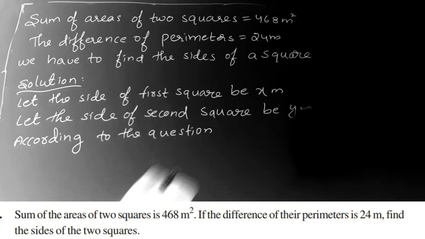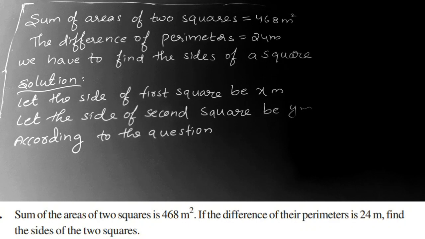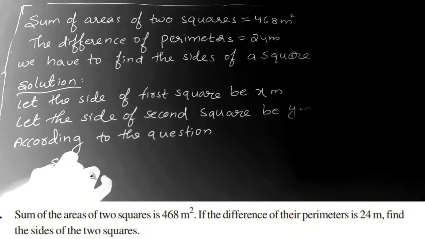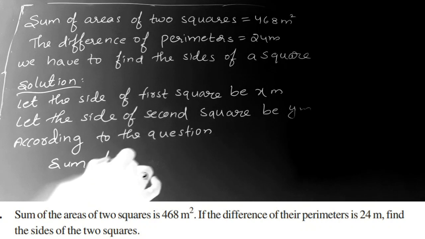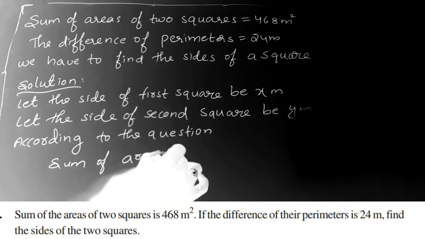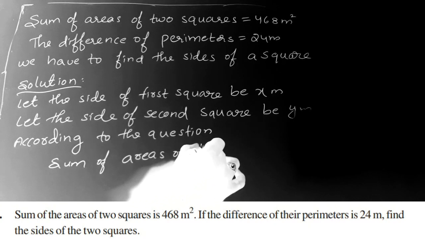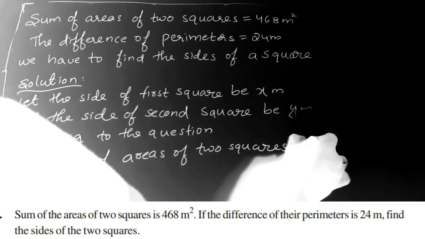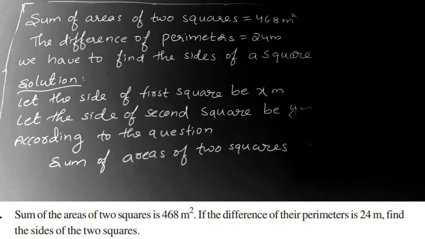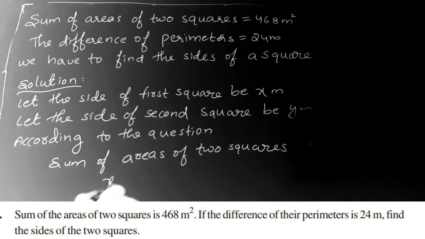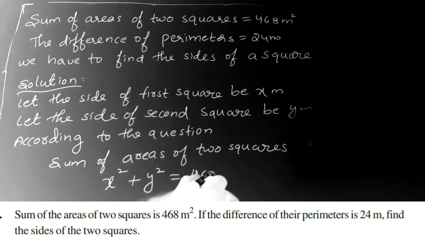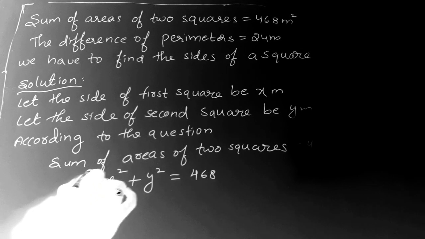the sum of areas of two squares is equal to 468 meters square. The area of the first square is nothing but x square, side into side. The area of the second square is nothing but y square, side into side. That is equal to 468. Let it be equation number 1.